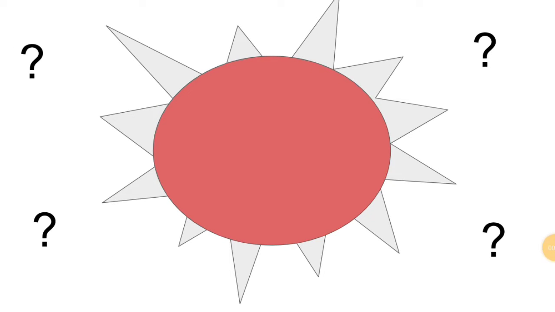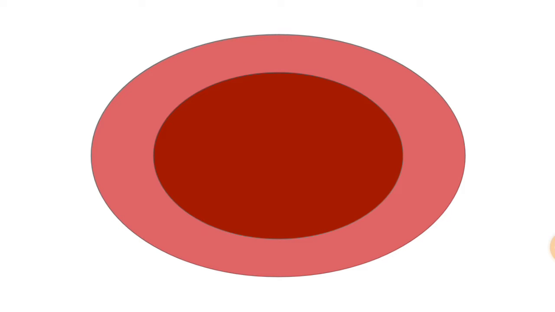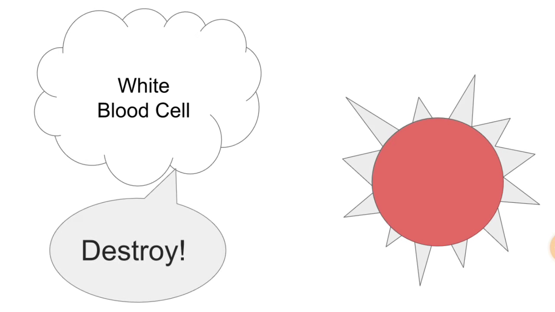Well, first I need to explain blood types. This is a blood cell. It carries things like oxygen, carbon dioxide, and nutrients throughout the body. This is a white blood cell and does nothing like what a blood cell does. It scans the body for foreign substances, alerts other white blood cells, and consumes the foreign substance, destroying it.